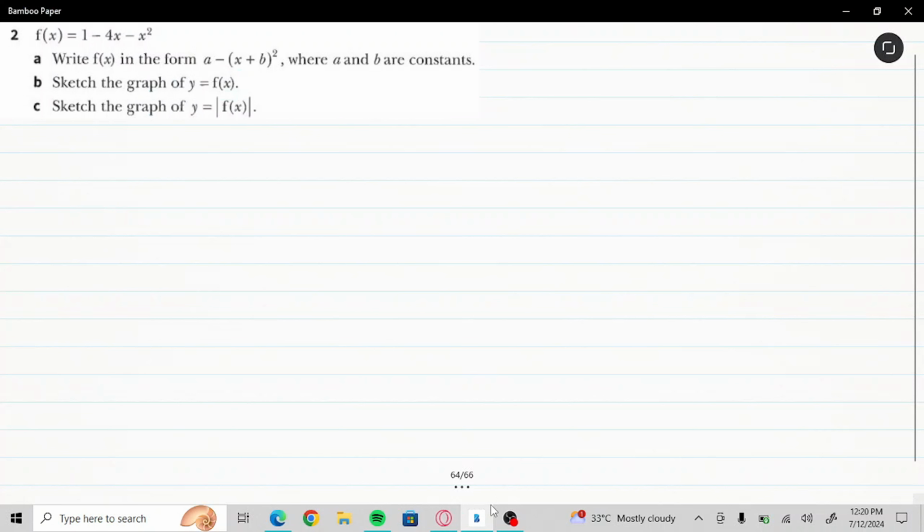Hey everyone, this is the Math Nexus, and today we are going to continue with exercise 2.3 of O-level and IGCSE additional mathematics.